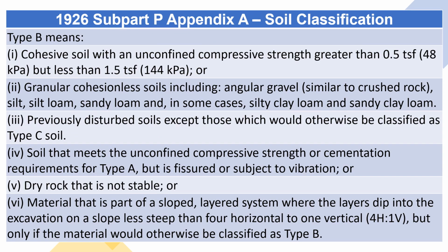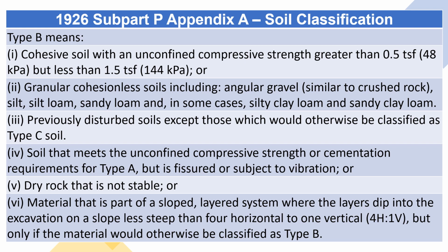Type B means: 1. Cohesive soil with an unconfined compressive strength greater than 0.5 tsf (48 kilopascals) but less than 1.5 tsf (144 kilopascals), or 2. Granular cohesionless soils including angular gravel, similar to crushed rock, silt loam, sandy loam, and, in some cases, silty clay loam and sandy clay loam. 3. Previously disturbed soils except those which would otherwise be classified as Type C soil.